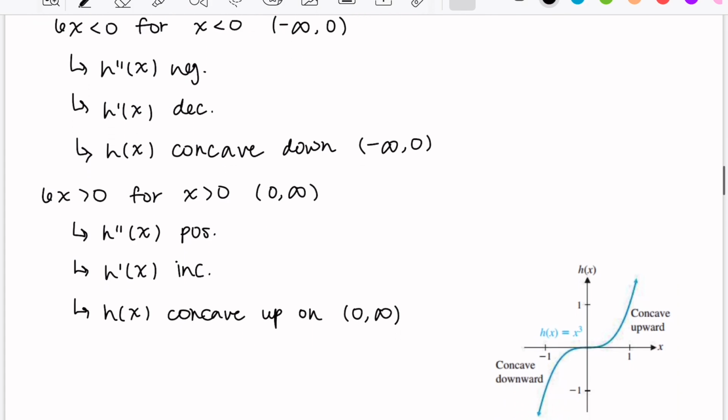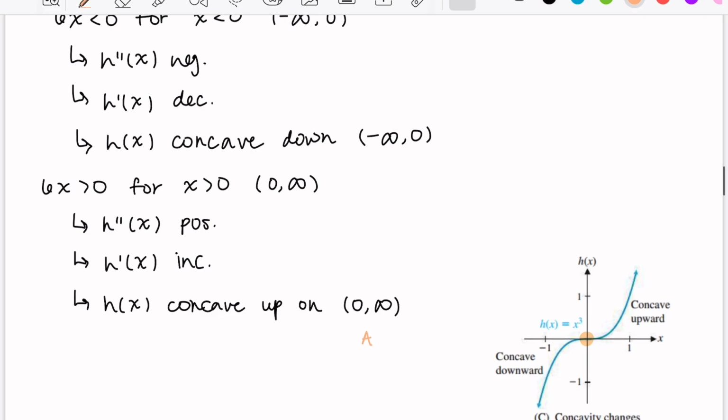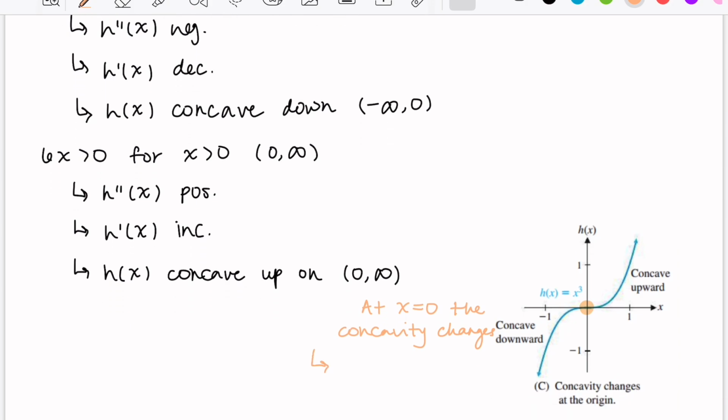All right, and so here is a graph of exactly that. We have in this region from negative infinity up to 0, our graph is concave down. And then at this point, at x is equal to 0, it changes to be concave up. And so actually, at this point here, x is equal to 0, the concavity changes. This is what is called an inflection point.